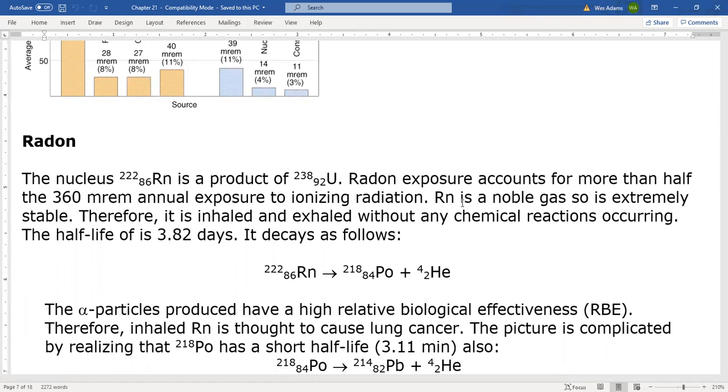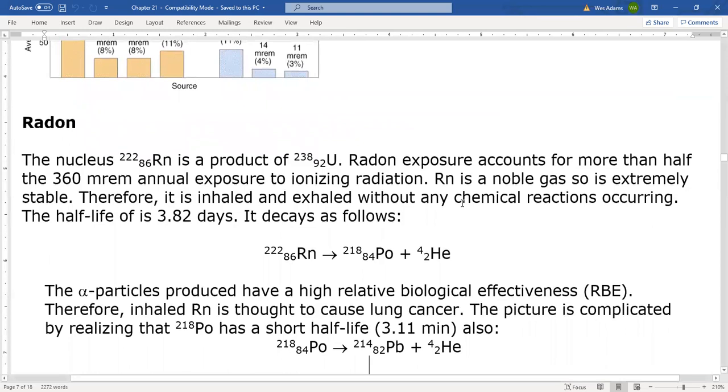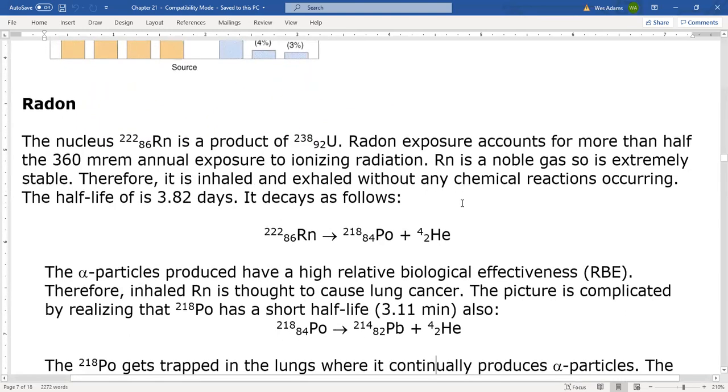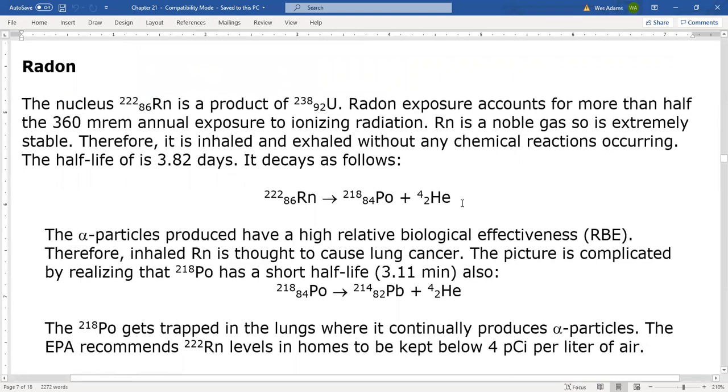But then the polonium is also radioactive after it becomes trapped in your lungs and produces a second alpha particle, which ends up in lead. Now lead's in your lungs, so that's not a good picture all the way around. EPA recommends radon be kept below 4 picocuries per liter of air.